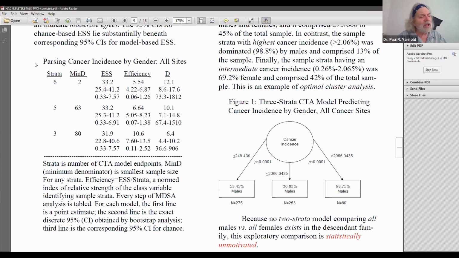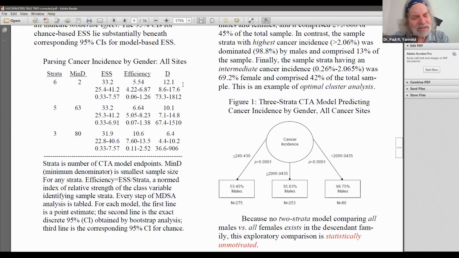And so it turns out that when I did the analysis with the minimum denominator selection algorithm, so I could find all 3 models, the first one that came out was a 6-strata model. It had 2 observations. What's the chance it's going to have a confidence interval that doesn't overlap chance? And it's not. I'll explain the confidence interval, I forgot to explain that, but I'm going to finish this first. You can see the ESS was 33.2 and the D is 12. Wow, I had 6 already and it's going to take twice as many? That's horrible.